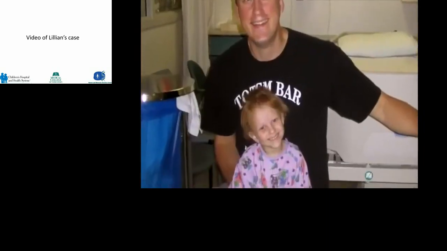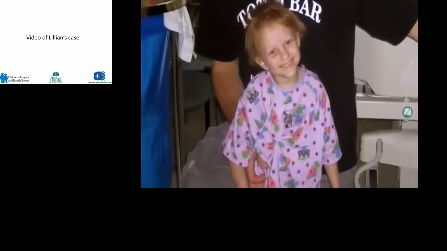They had been to many institutions. They had been seen by many doctors. They'd been seen by geneticists. They'd been seen by all sorts of other subspecialists. She had been through so many different tests, and with them all coming back negative, I think that at times they wondered if they ever would find a diagnosis.